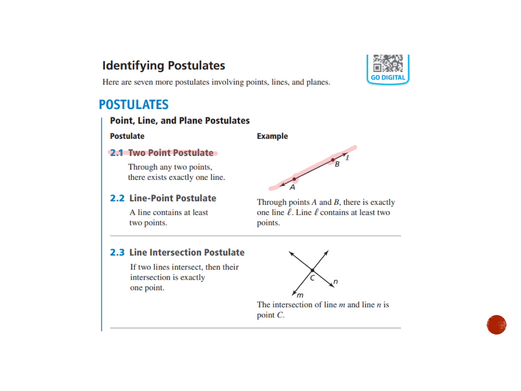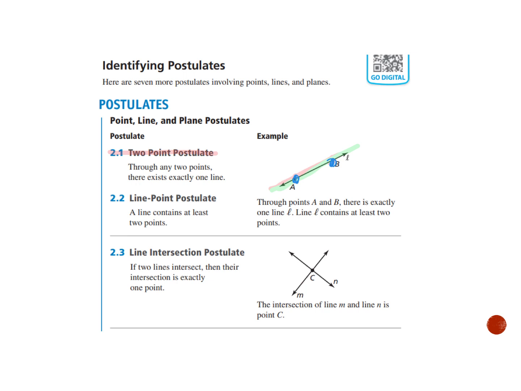2.2 is similar in the sense that it says a line contains at least 2 points. So here, if we're starting out with a line, then we know that there's got to be at least 2 points. And in this case, we'll call them point A and point B on that line.